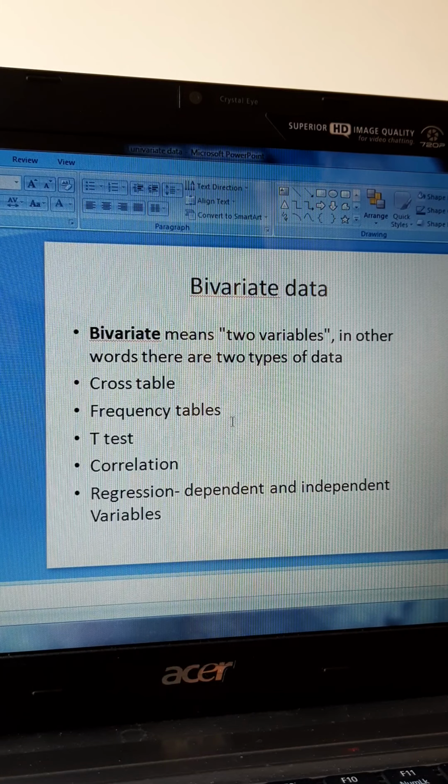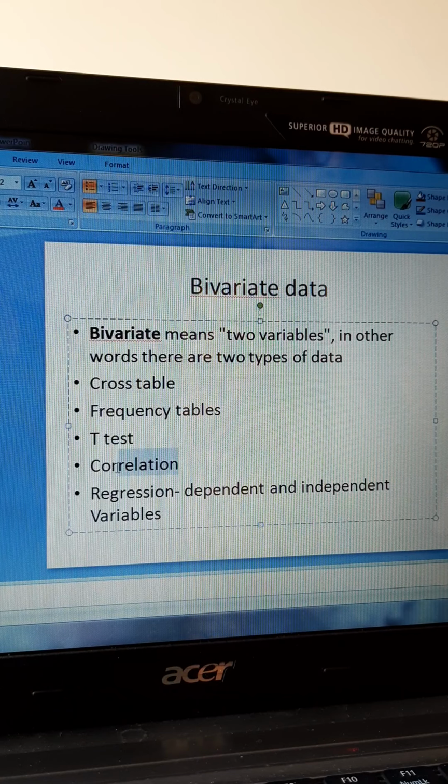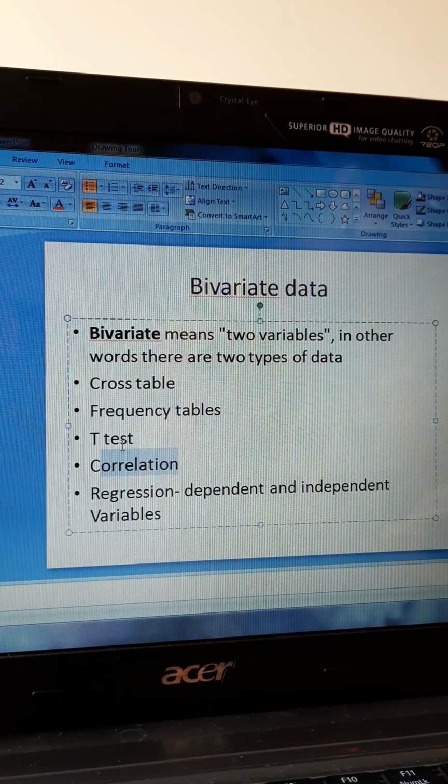What is it that you can do with two variables? You can do cross tables, you can do frequency tables, you can do t-test, you can do correlation test, you can do a regression test. All these things you can do with two variables. Today we will be seeing cross tables, some examples of cross tables, and we will be seeing t-test. What is t-test? When is t-test used? What are the conditions for using t-test? All of those things we will be doing today.